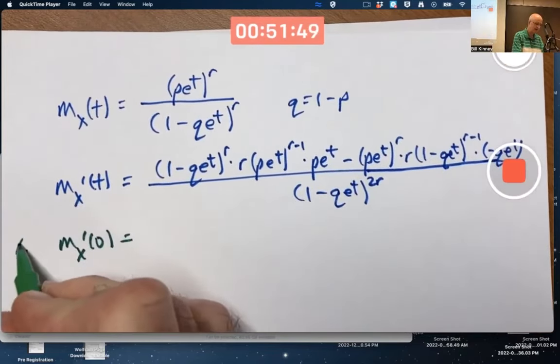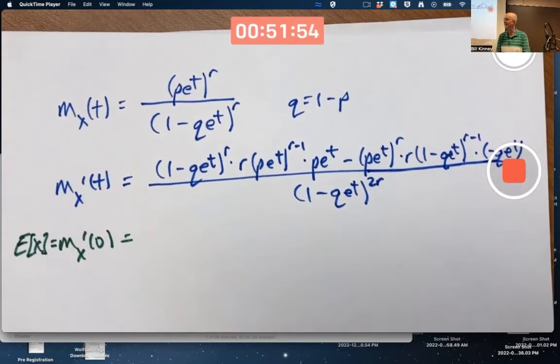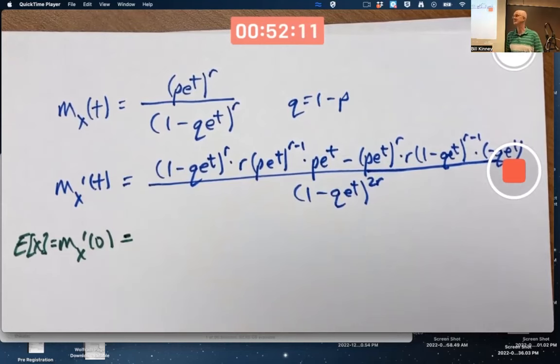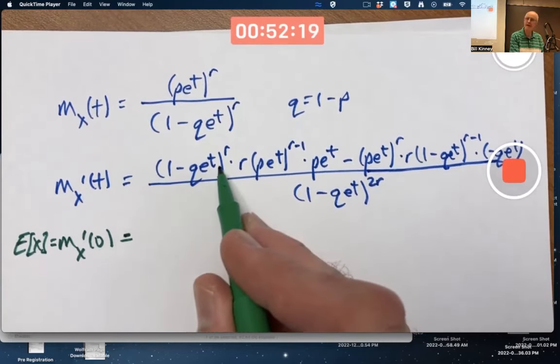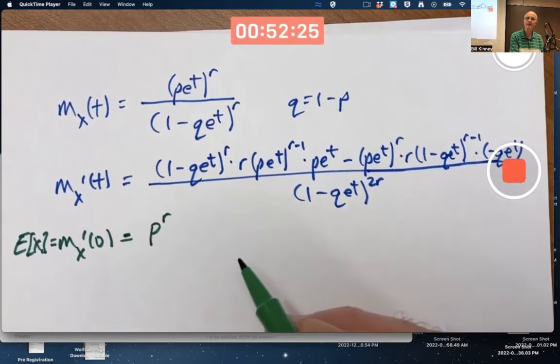That's going to be the expected value of X. Moment generating functions are great. This is less work than trying to use the definition of the mean to find the mean. I'm not saying it's easy, but it's doable. All the e to the zeros become 1s. Right? e^0 is 1. So this becomes (1 minus q)^r, which is p^r.